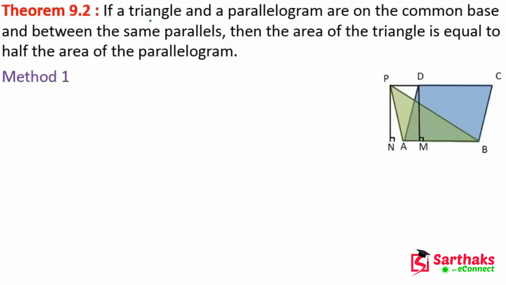If a triangle and a parallelogram are on the common base and between the same parallels, then the area of the triangle is equal to half of the area of the parallelogram. There are two methods to prove this theorem. First of all, we are going to see method 1.